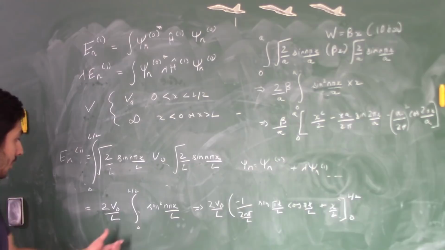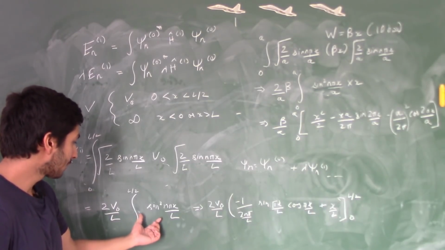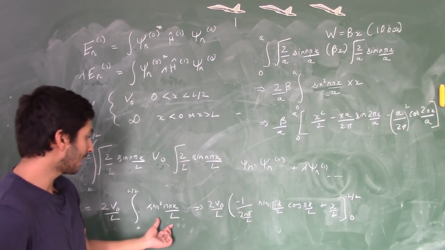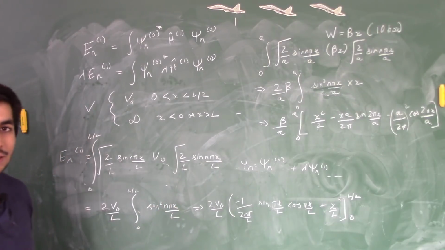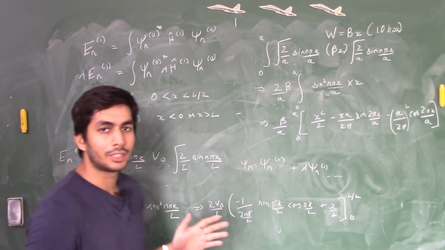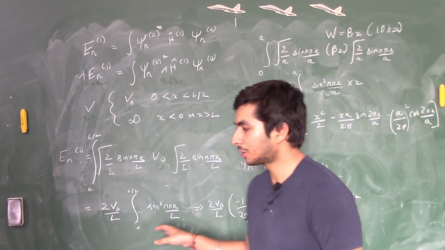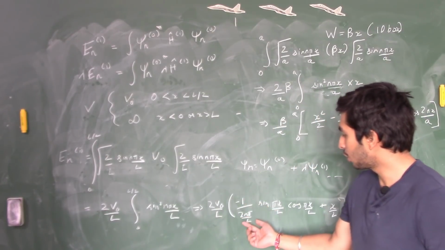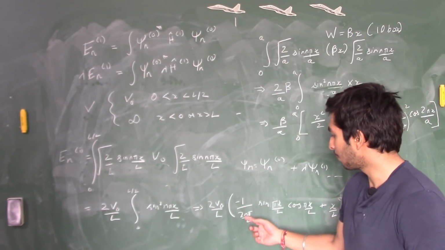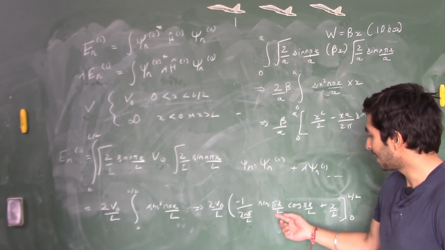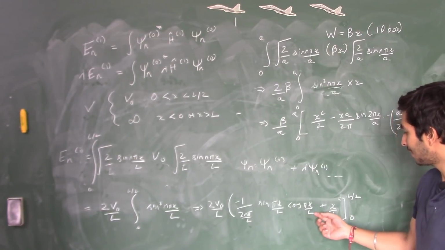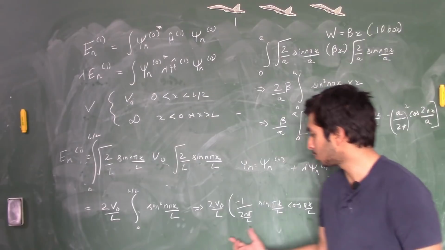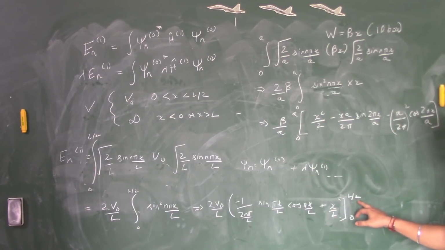Now I have to integrate sine square n pi x by L. You need to know how to integrate, right? If you integrate sine square n pi x by L, what will you get? 2 V0 by L is constant, you will get minus 1 upon 2 n pi by L, sine n pi x by L cos n pi x by L plus x by 2. This is what I get when I integrate sine square n pi x by L, right? And the limits are from 0 to L by 2.